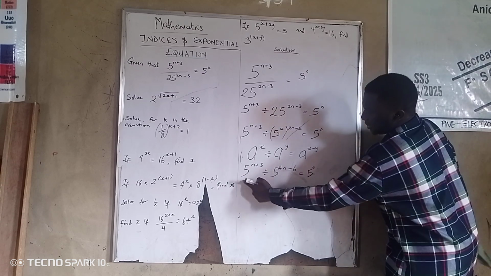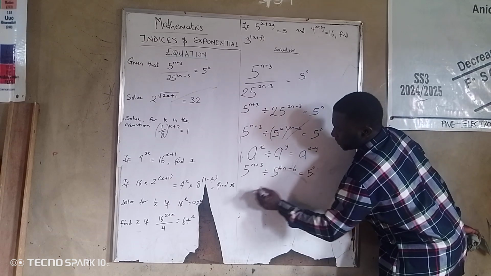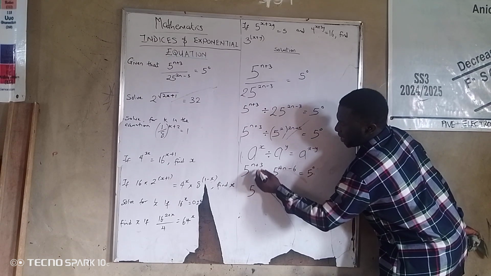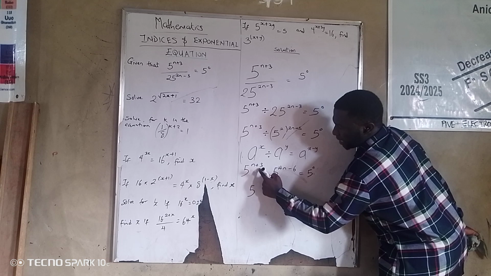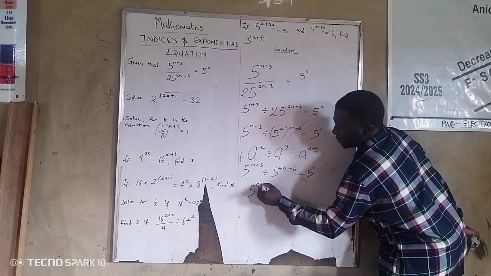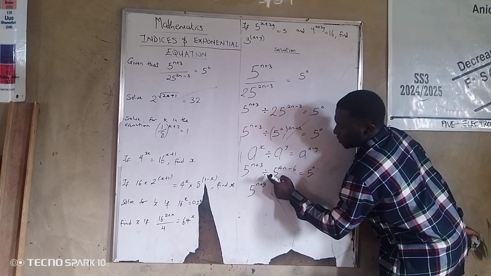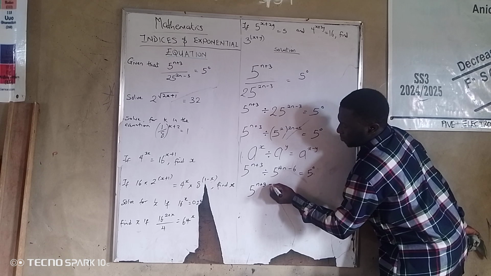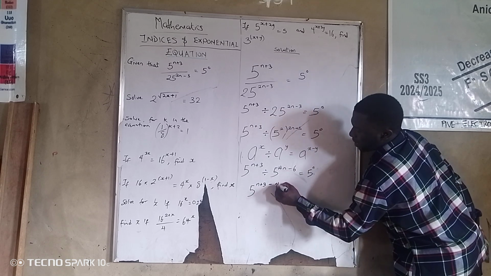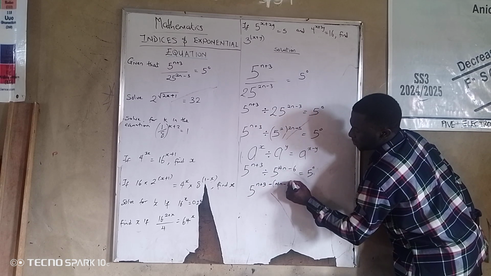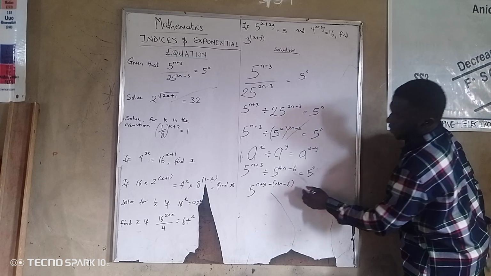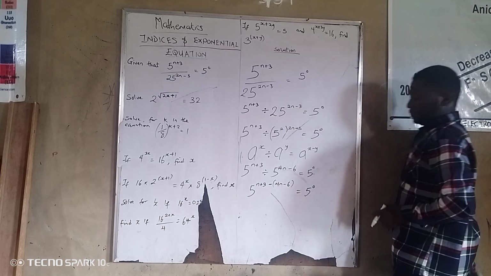So for this left hand side, I'll pick one of the 5, which is the base. Then I will subtract the powers, because this is division. So that's n plus 3. This division will be minus in the power. The power here is 4n, you put it in bracket, 4n minus 6. Put the second power in bracket, and it's equal to 5 raised to the power 0.